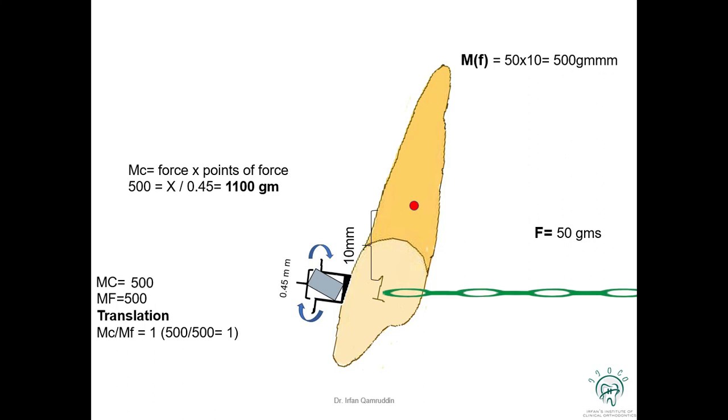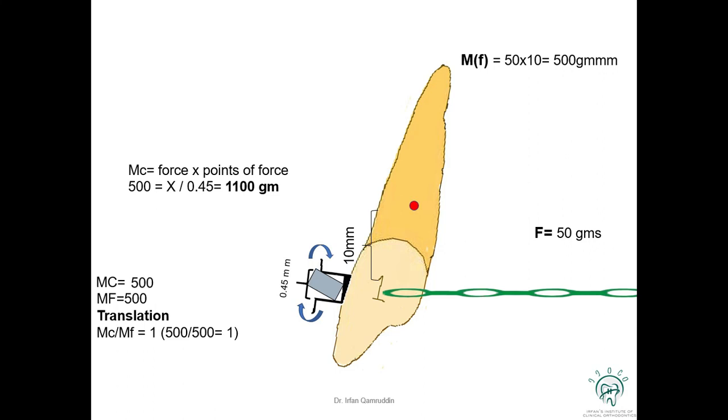To calculate the moment of a couple, you have to multiply the force magnitude with the distance between the points of application of the force. Here you can see that the wire is in contact with the bracket slot at 2 points. So the distance between the points of force application depends on the height of the bracket slot. In this case, I have taken 0.45 millimeter if you are using the bracket system of 18 mil. If you are using the bracket system of 22 mil, then this distance would be 0.55 millimeter. Putting that value in the formula, and since we have to achieve a moment of couple of 500, you can derive the amount of force required to achieve this magnitude of couple.